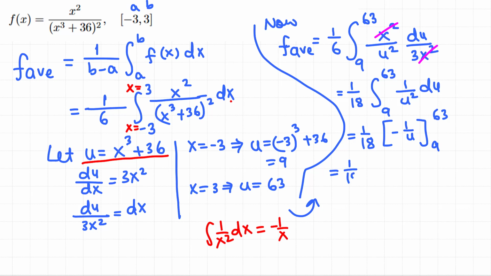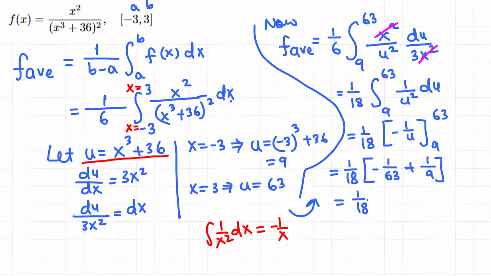So 1 over 18 times, inside, the upper limit: negative 1 over 63, minus the lower limit. Another negative again, because 63 goes for u, minus from the fundamental theorem of calculus. Now plug in 9 here: negative 1 over 9, that becomes plus 1 over 9. Combine and multiply with 1 over 18.